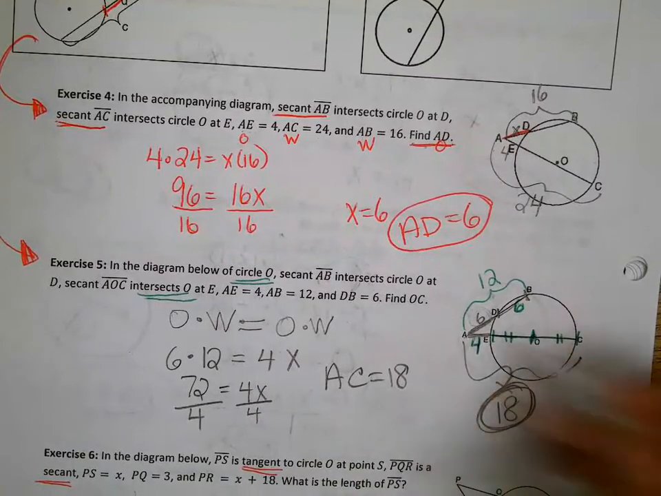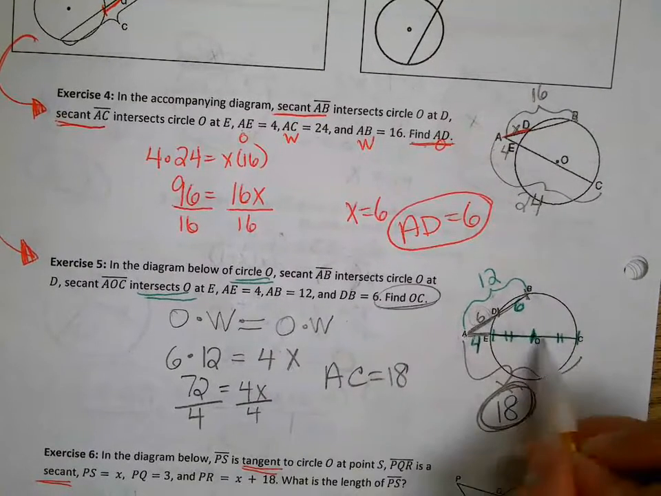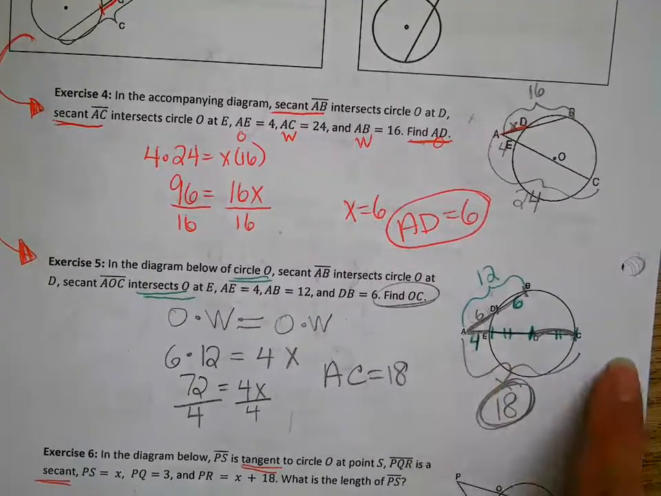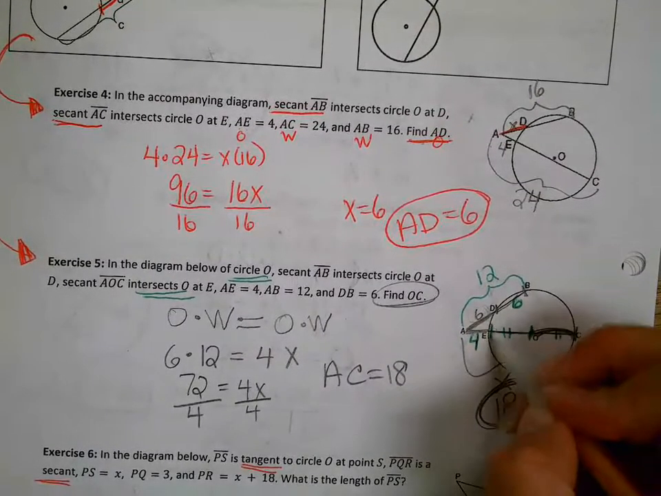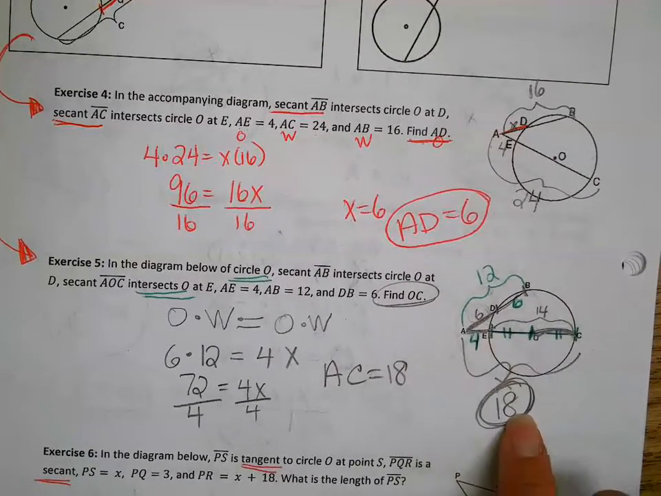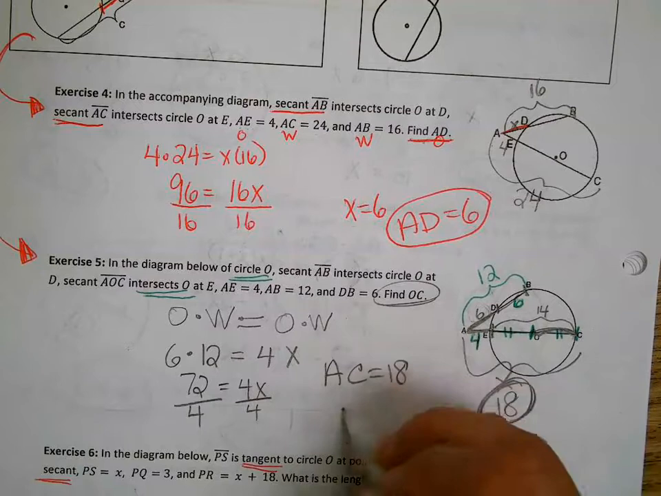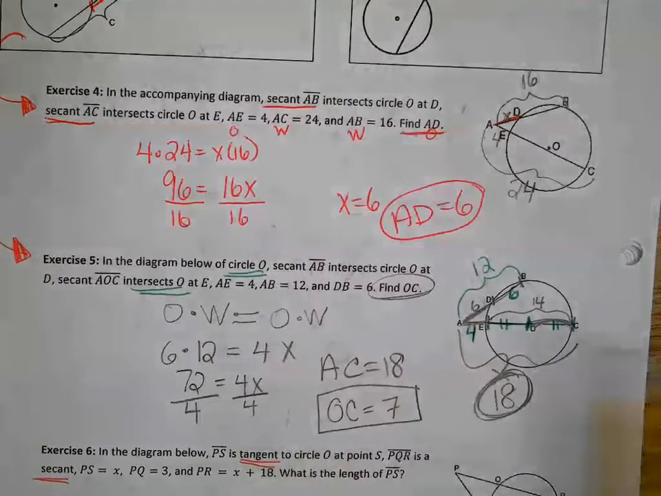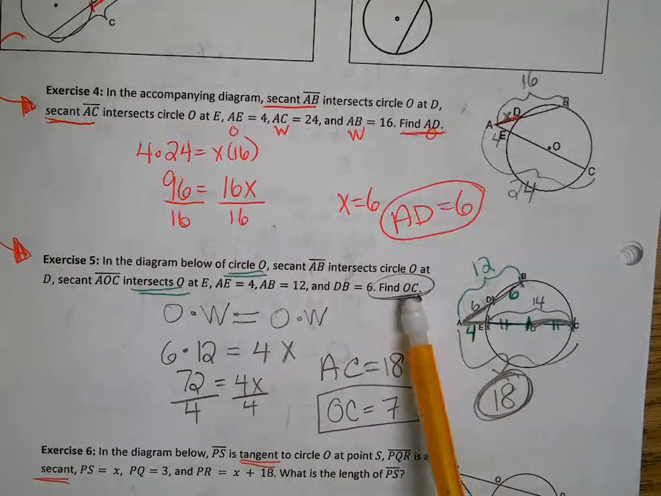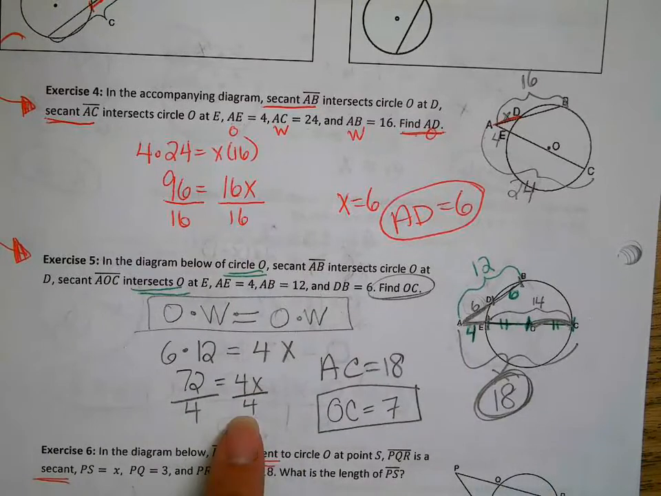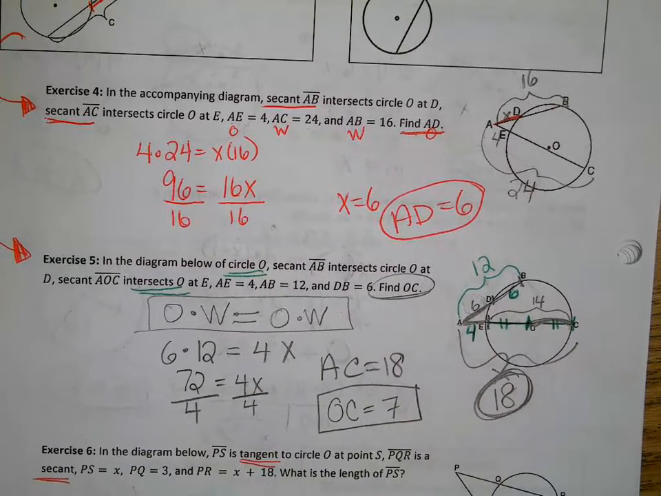Well, A to E is 4. They're asked for OC. So if I know the whole thing and I have a 4 outside, I know that my diameter, this chord on the inside, is going to be 14. 14 and 4 adds to 18. So we're going to get that OC, half of that, your radius, is 7. So you have to be careful on what parts they're looking for. I set up my equation based on the rule. Then I went back and did some subtraction to get what I needed.